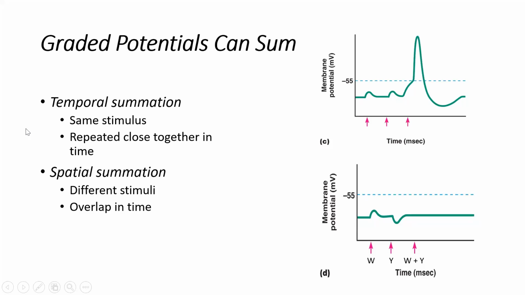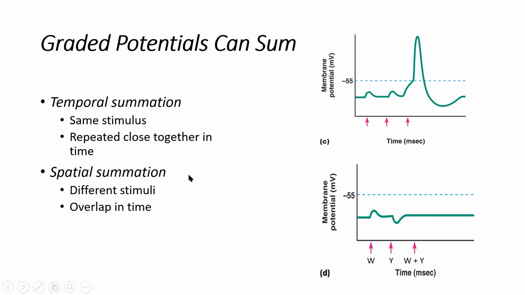So we have temporal summation and spatial summation. Temporal summation is where we have a single stimulus that takes place at a single spot on the neuron, but they're slightly separated in time. So let's say we have a depolarizing event, and then maybe half a millisecond later, we have another depolarizing event. Because those two stimuli are so close in time, we can simply combine them. And as we can see in the case here, it's enough of a stimulus to get us to that threshold.